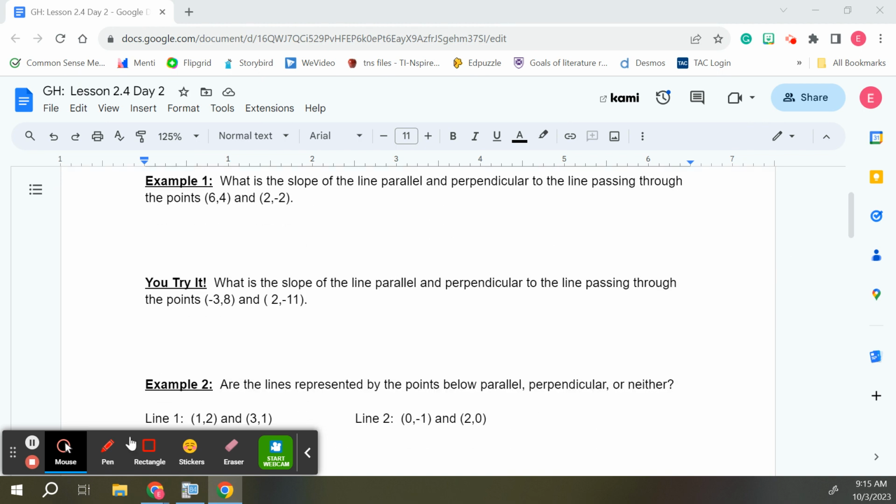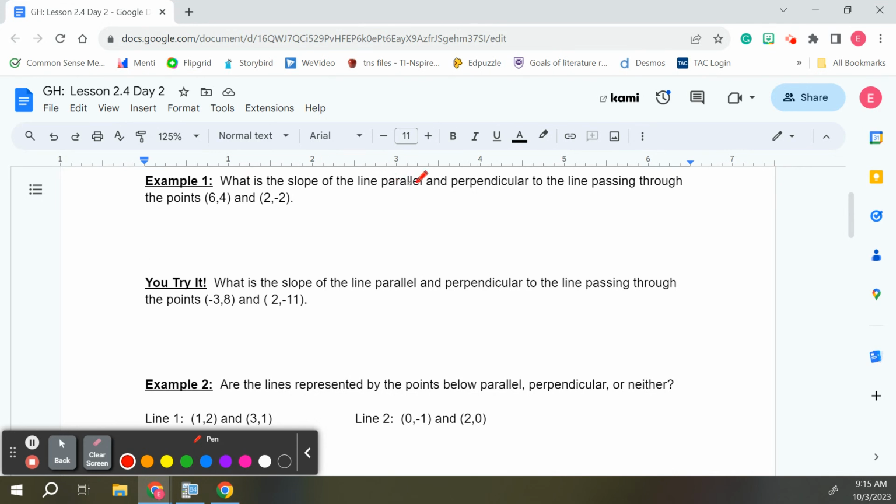So looking at example 1. Yesterday, remember, we talked about how we understand the slopes for parallel and perpendicular lines. We also recalled how to calculate the slope. We're going to do those same skills again today, but then we're going to actually find equations. So let's just recap for example 1.